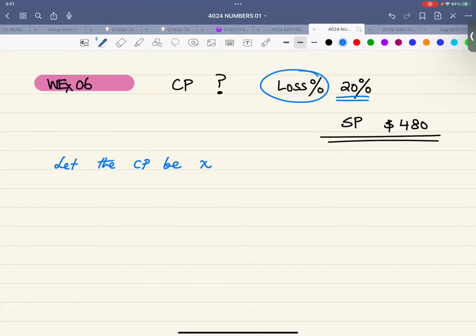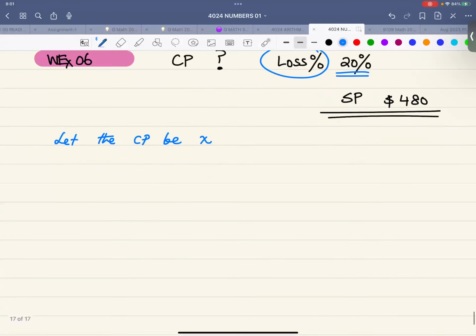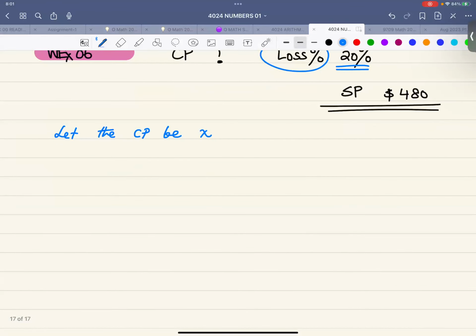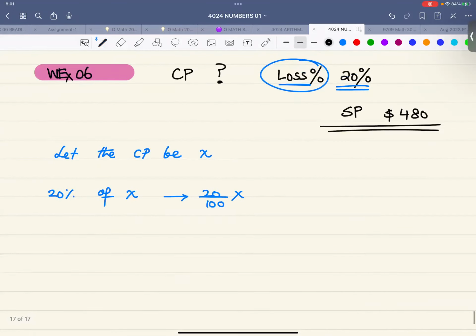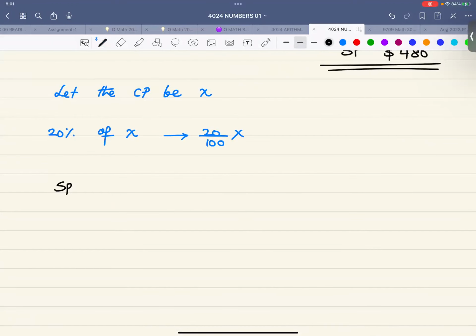Somebody has written, can you explain the algebraic method again? Yes, I'm doing worked example 6 using algebra. Let the cost price be X dollars. 20% of X dollars, that is 20 over 100 X. Since we are talking about loss, we know that the selling price is cost price minus loss. Selling price is $480. That is cost price minus loss.